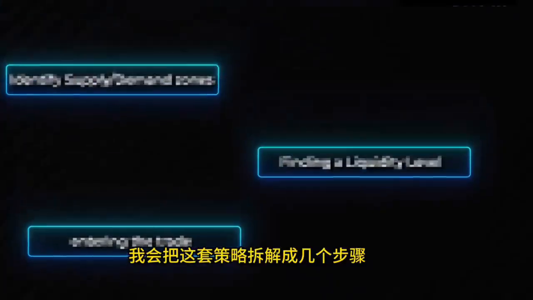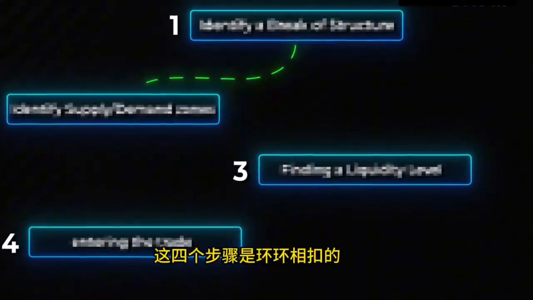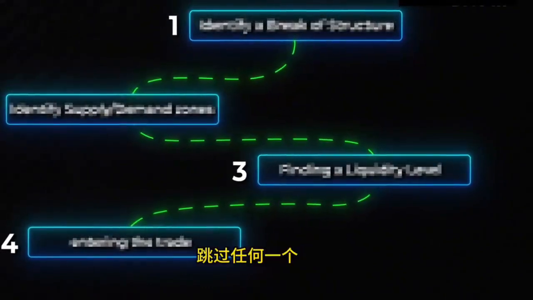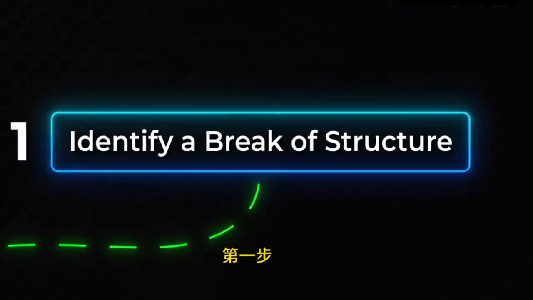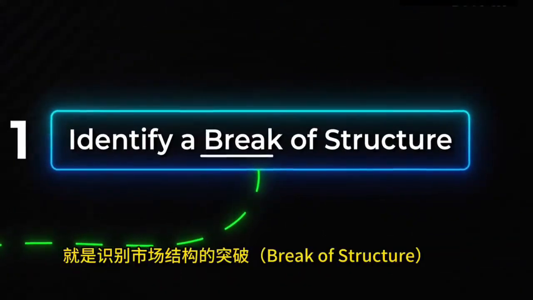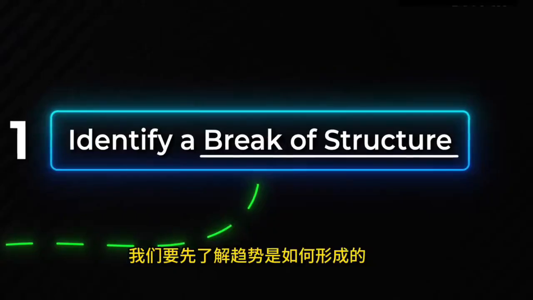Let's begin. So first, to simplify everything, I'm going to break down the strategy into 4 simple steps that you can follow. Keep in mind that all of these steps are connected to one another, meaning if you skip any of them, you can't proceed to the next one. So let's begin. Step 1 is identifying something called a break of structure in price. To do this, we first need to understand how trends actually form.